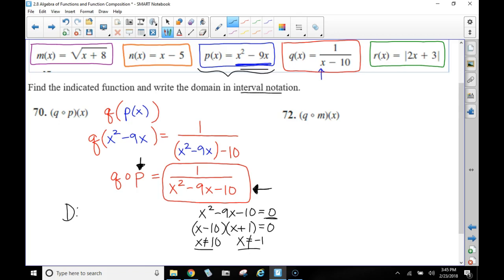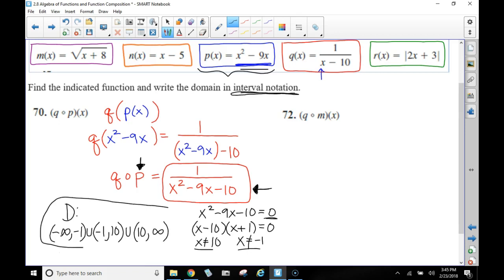If we're writing everything in our domain but negative 1 and 10, the way that we accomplish that in interval notation is we say everything from negative infinity up to the smaller value of negative 1, union with stuff in between negative 1 and 10, union with values of x that are greater than 10. And so that sums up all of the elements in our domain. It's basically everything except for negative 1 and positive 10.